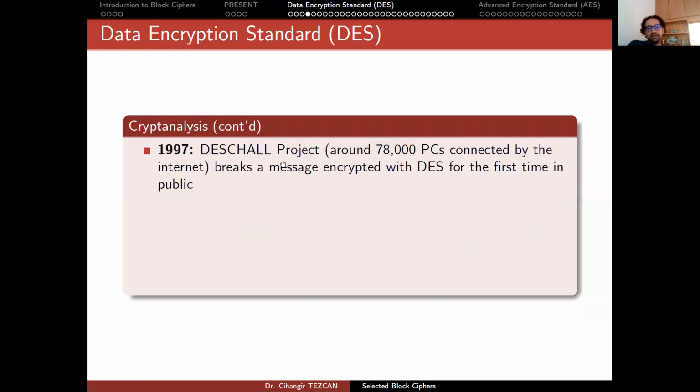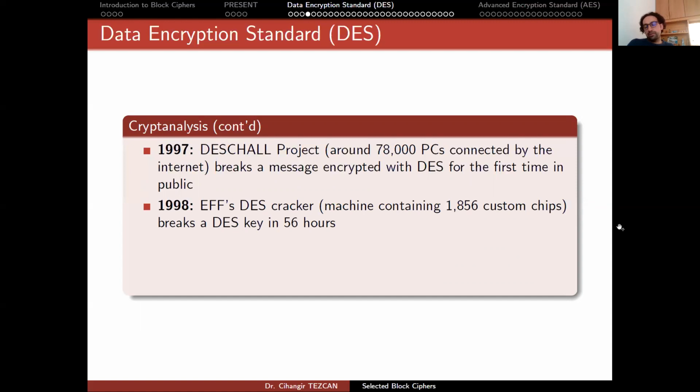In 1997, in the Distributed.net project, around 78,000 PCs connected by the internet broke a message encrypted with DES for the first time in public. Since you can use the internet as distributed computational power, you can perform this kind of experiment, and breaking DES is not that hard even in 1997. And EFF designed a machine, they called it DES Cracker. This was a specially designed machine containing almost 2,000 custom chips, and this device breaks a DES key in 56 hours, which is really fast.